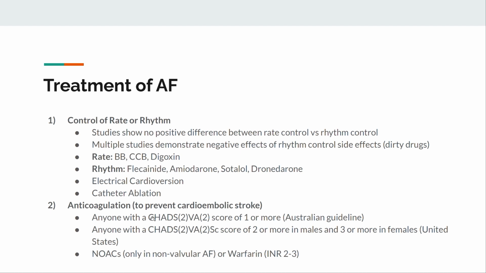So C, congestive heart failure, hypertension, age over 65, diabetes, stroke, which you get 2 points for, vascular disease, and then age over 75, you get 2 points for. If you get one or more, then you need anticoagulation. And it can be done with NOACs or DOACs or warfarin. The NOACs, you can't have any valvular disease though, because the studies didn't include those people when they assessed the efficacy of NOACs for AF anticoagulation.